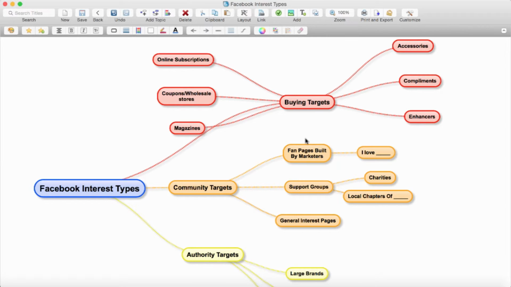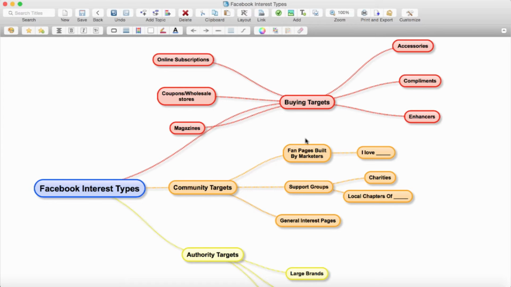Your community targets will be pages built by other marketers. So since we're using fishing, those pages will most likely be called I Love Fishing or Fishing is Life or something along those lines. Something that marketers have spent money building up a concentrated audience base around that kind of promote offers to on the back end, promote shirts, promote reels, whatever they're promoting. Those will fall under your community targets. There'll be support groups, so charities, maybe there's a charity surrounding fishing that you can research into, that'll be a community target. And then local chapters of Florida fishermen, for example.